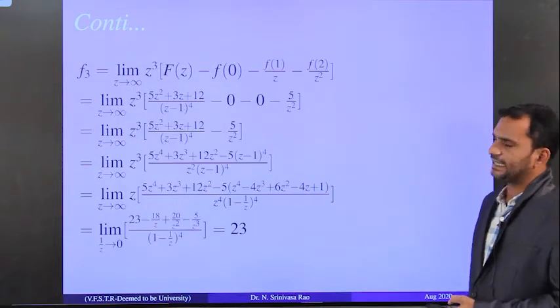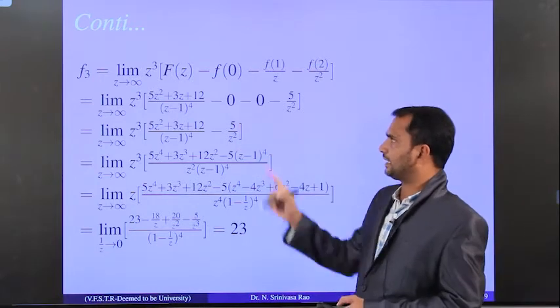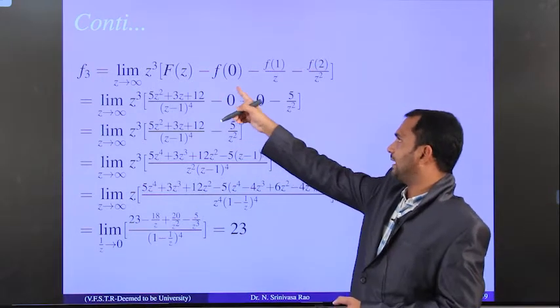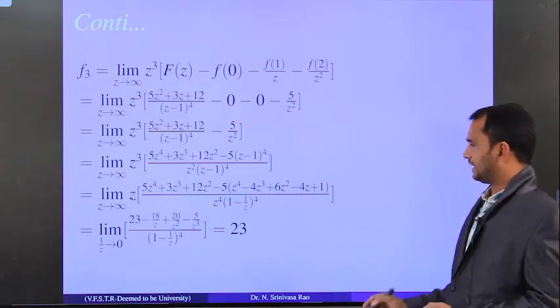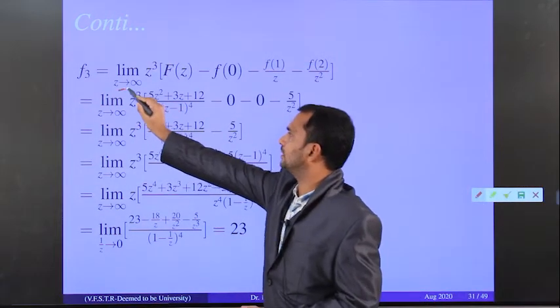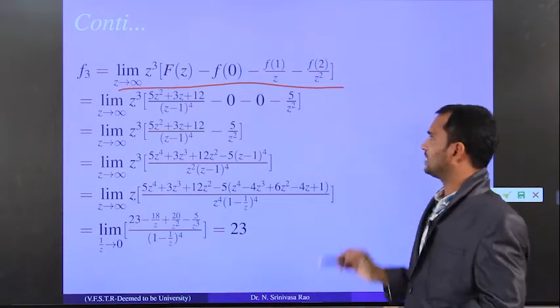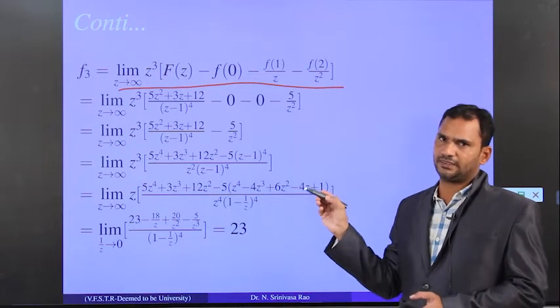Now we are going to find the f3 value. So f3 is the limit as z tends to infinity of z cubed into f of z minus f0 minus f1 by z minus f2 by z squared. This you have to remember always, everybody. Without knowing this we cannot proceed further. That is the reason why we have to find all the f1, f2, f3 values.